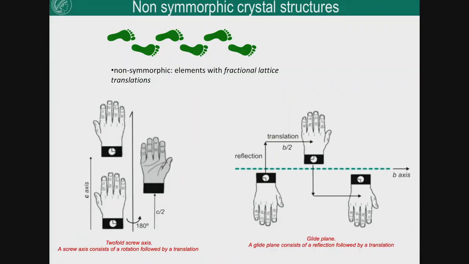Okay, and you have to look for non-symmorphic crystal structures to get this. Non-symmorphic crystal structures combine lattice movement together with the point symmetry. So for example, here you have a rotation axis, but then it mirrors the hand on the other side, but you move along half of the lattice distance here along the C direction. This is the so-called non-symmorphic group.